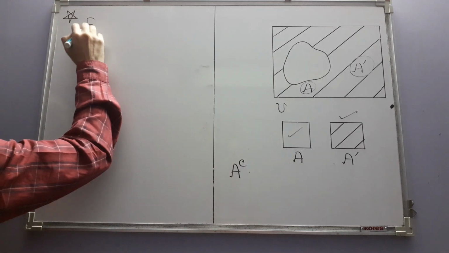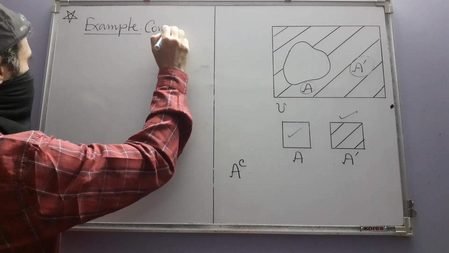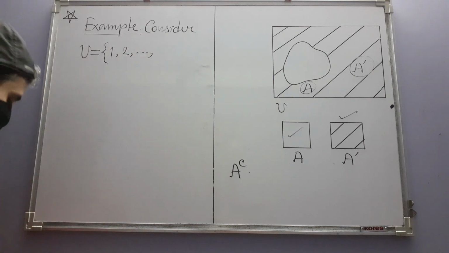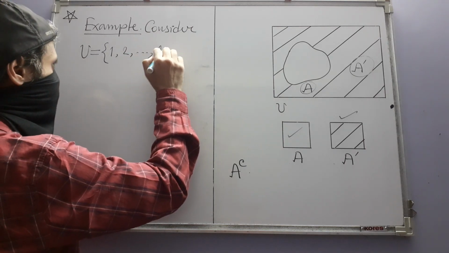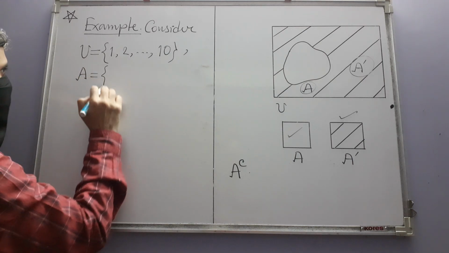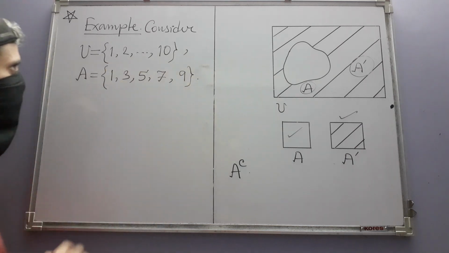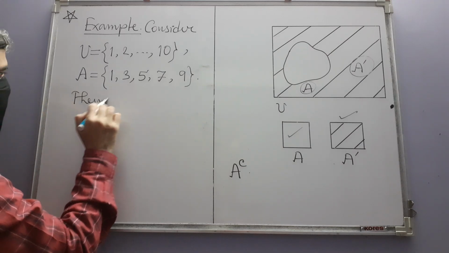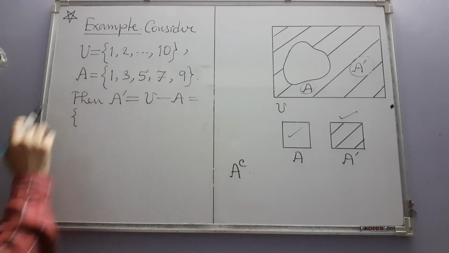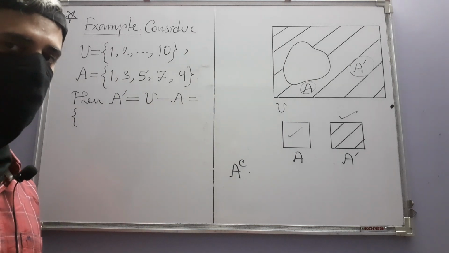So this next example has this U. U is the set of all positive integers less than or equal to 10, and A is the set of all odd positive integers in U. Then A prime, that is the complement of A in U, will be the set of those elements in U which are not in A. That means those elements in U which are not odd positive integers, so the even positive integers.